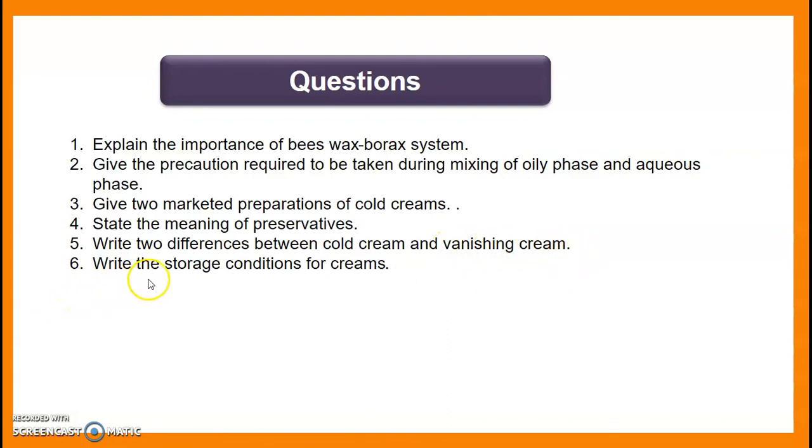The next question is, write the storage condition for the creams. Creams should be stored in a well closed container in a cool place.